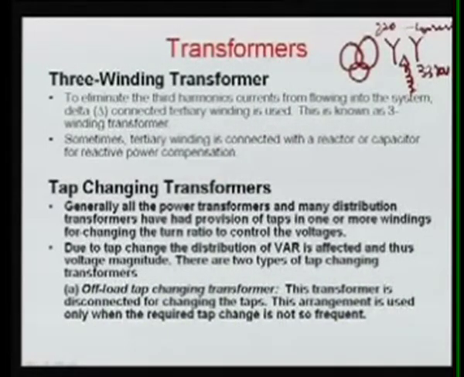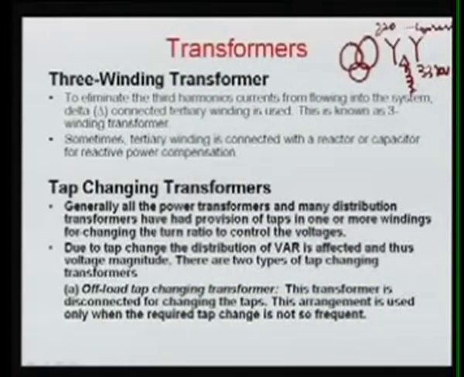Another transformer category: the transformer may have a tap changing facility, or it may not have the tap changing facility. Generally all power transformers and many distribution transformers have the provision of taps in one or more windings for changing the turn ratio to control the voltage. Due to the tap changing, the distribution of reactive power, that is VAR, is affected, and thus the voltage magnitude, because if you are changing the reactive power flow, the reactive power injection or absorption, there will be a change in the voltage. There are 2 types of tap changing facility available.